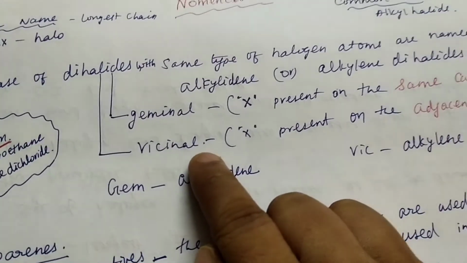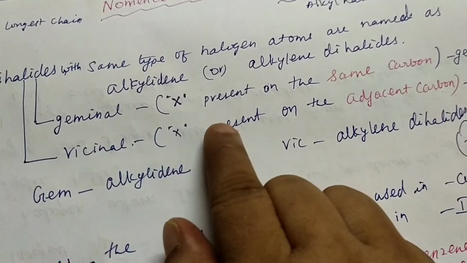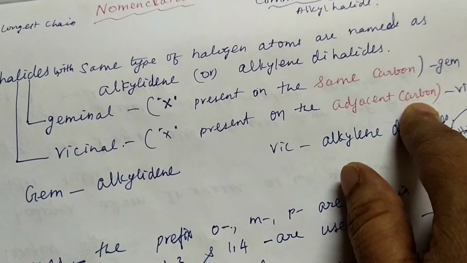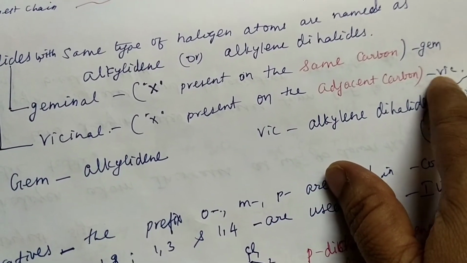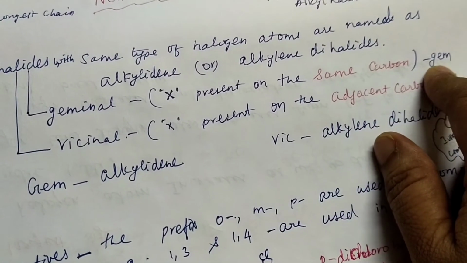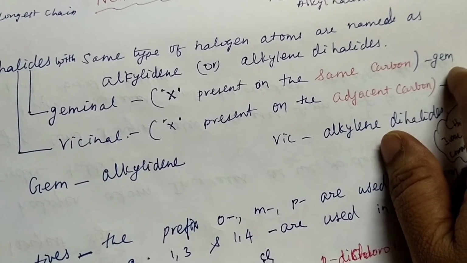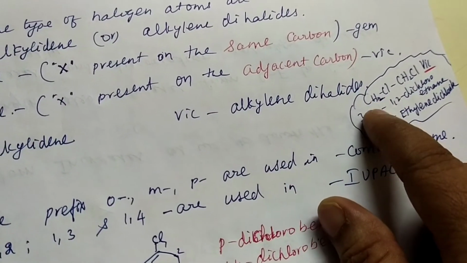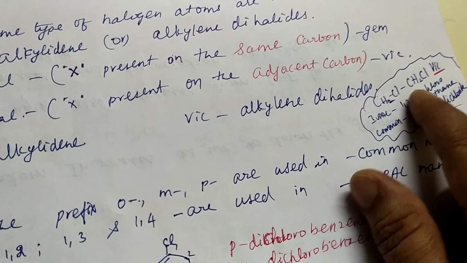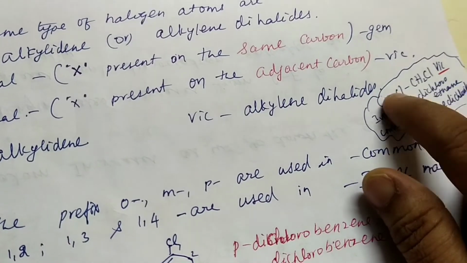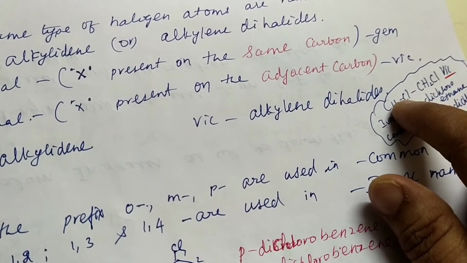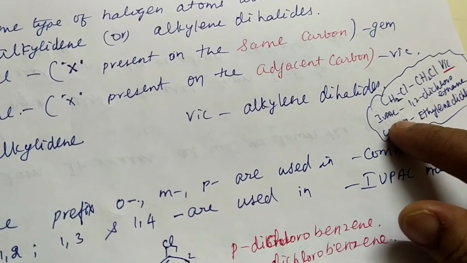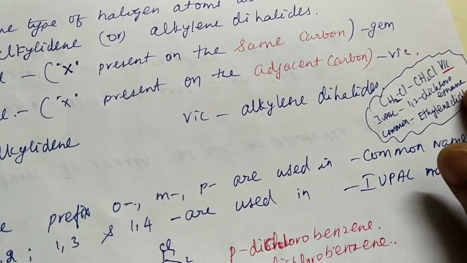Now what is vicinal? Vicinal means halogens present on adjacent carbons. Then it is called vicinal, and it is written in the short form as vic. For geminal, the short form is gem. An example for vicinal is CH2Cl-CH2Cl. Two halogens are present on neighboring carbons, so it is called vicinal. Here the IUPAC name is 1,2-dichloroethane.